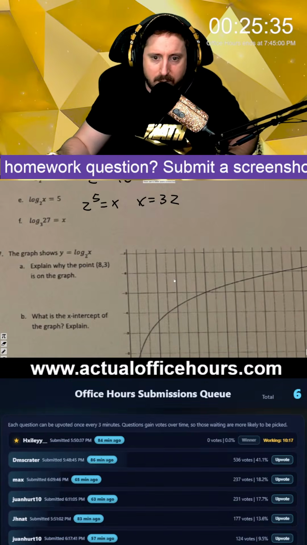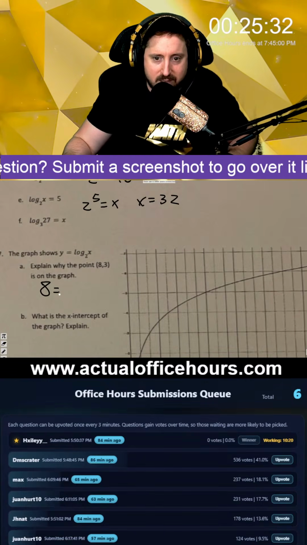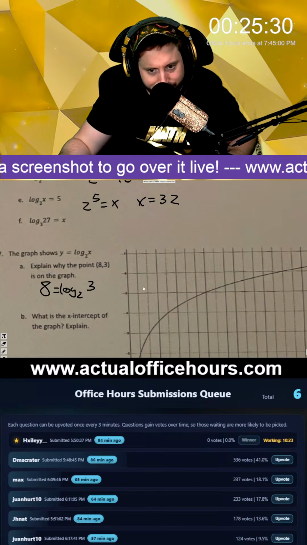Okay. Explain why the point 8 is on the graph. Okay, so is 8 equal to log base 2 of 3?